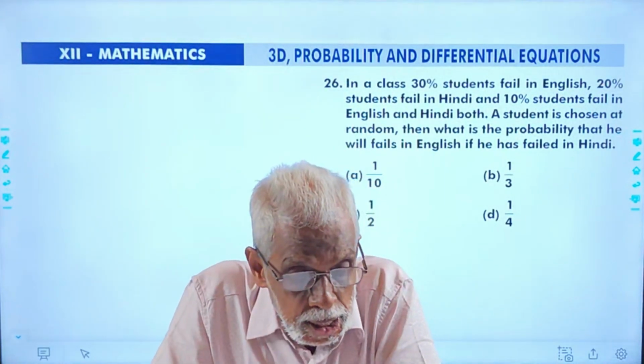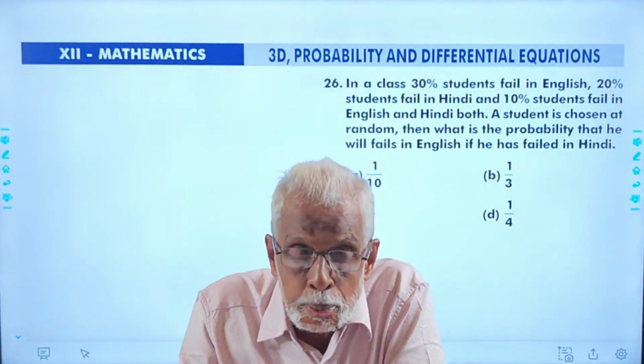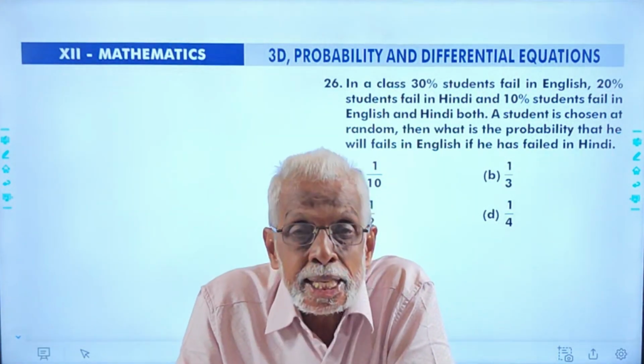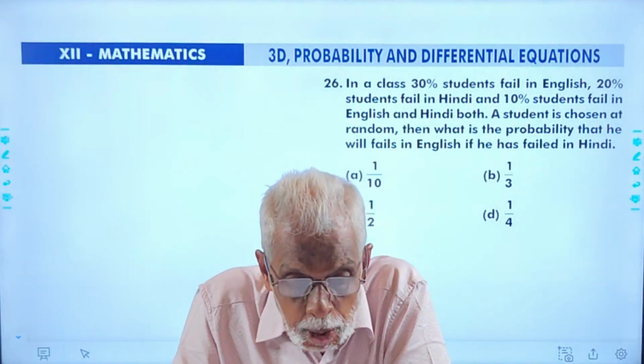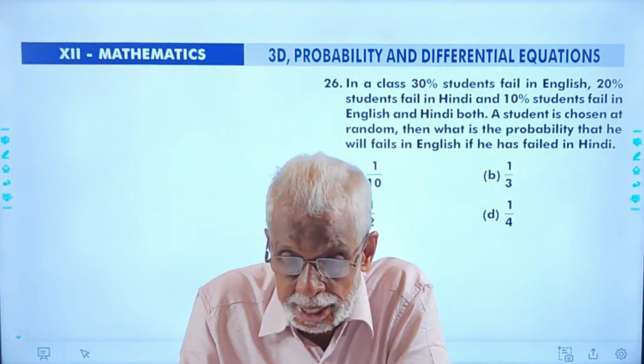30% students fail in English, 20% students fail in Hindi, 10% students fail in English and Hindi both. A student is chosen at random. What is the probability that he fails in English if he has failed in Hindi?